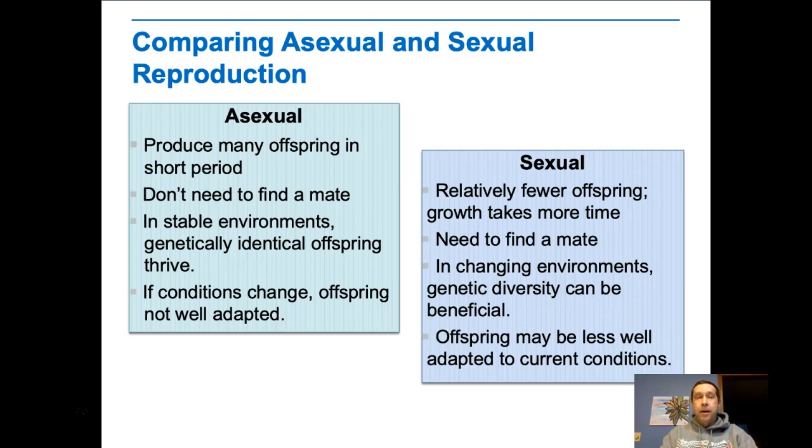So look at the comparison. Asexual produces many offspring in a short period, and you don't need to find a mate. In stable environments, it works pretty good. But if conditions change, offspring are not going to be well adapted. They're going to lose out in that environment probably. Sexual reproduction, fewer offspring, growth takes more time. They've got to find a mate. But they provide genetic diversity, and offspring will more than likely be able to adapt to a changing environment.